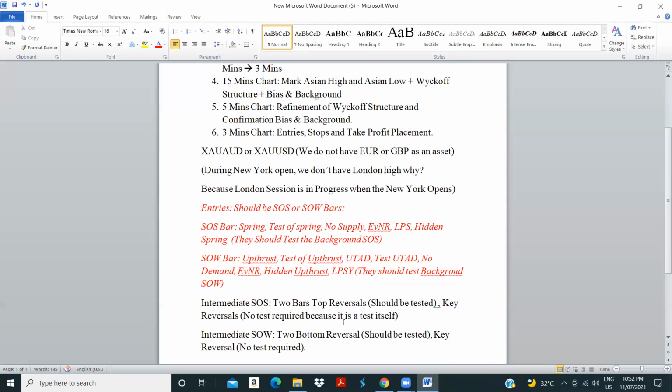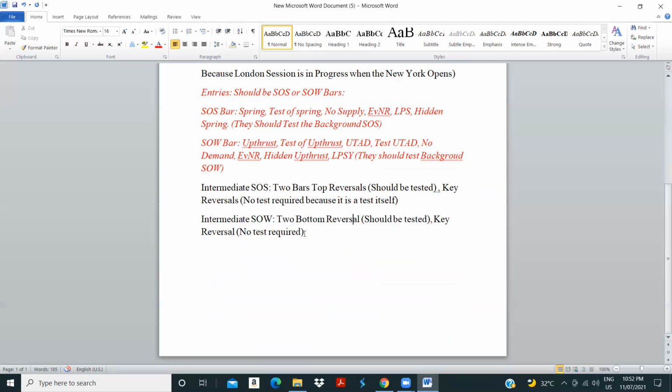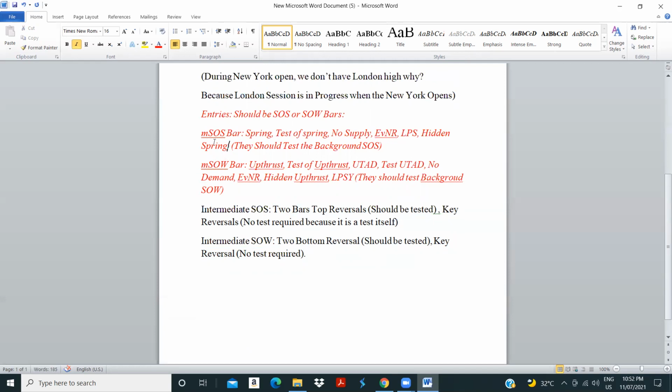So we have three kinds of signs. We have the intermediate sign of strength and intermediate sign of weakness. Then we have the minor sign of strength and minor sign of weakness. Minor is represented by a small m.